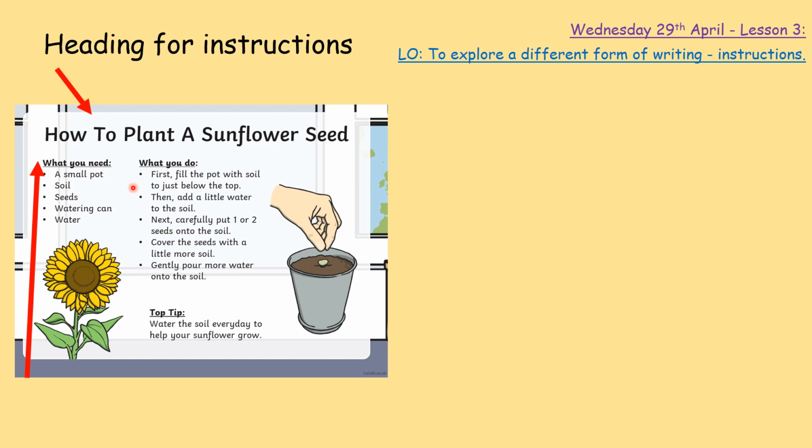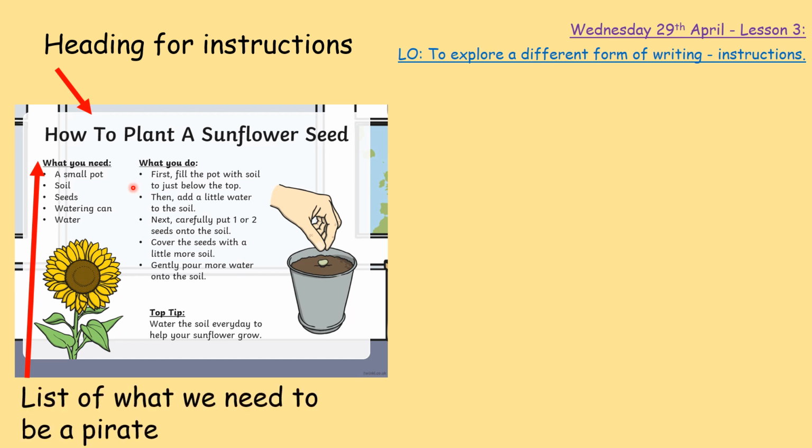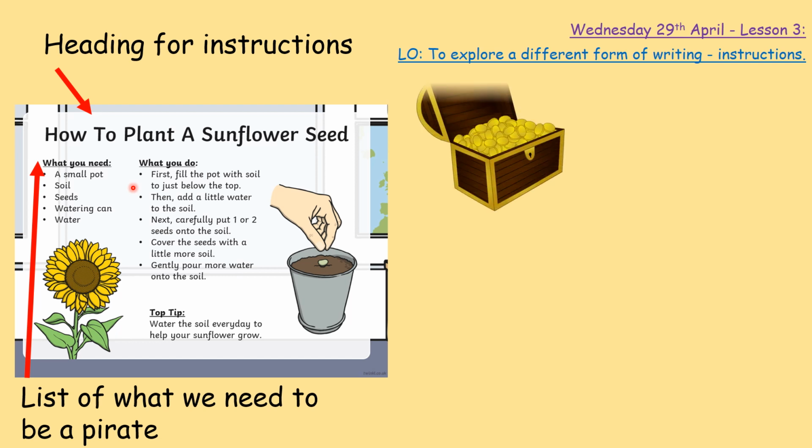The next thing that you're going to do today is to make a list of the things that you would need to become a pirate. So I would like you to write down 4 things in your list. So you will be writing 4 things down that you would need to become a pirate. So let's have a little think of some of the things that you might want to add to that list.